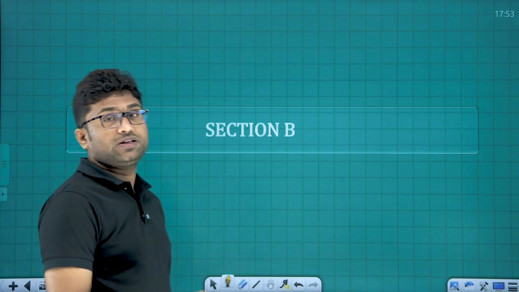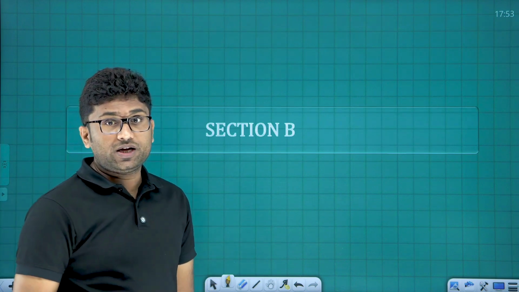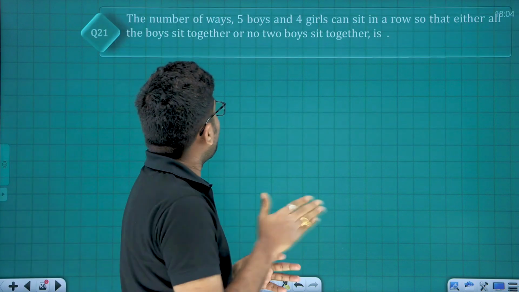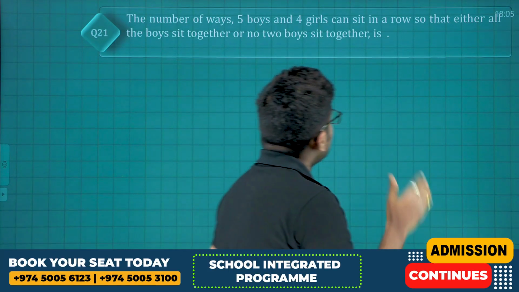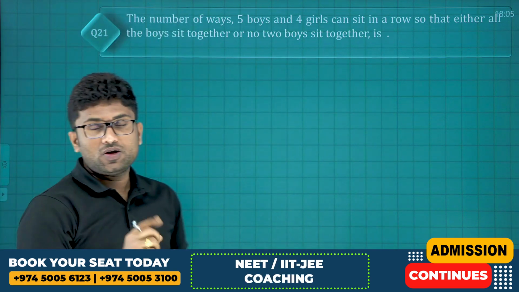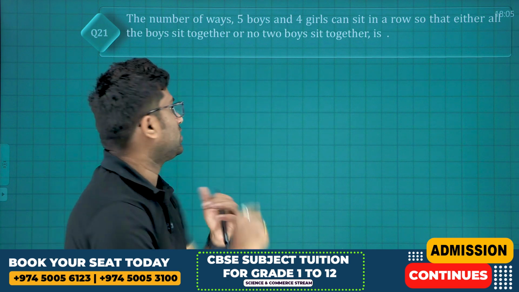So with that we are done with the complete section A. Now we are entering into section B. In this, the first question is: the number of ways 5 boys and 4 girls can sit in a row so that either all the boys sit together or no 2 boys sit together. Either all the boys sit together or no 2 boys sit together.